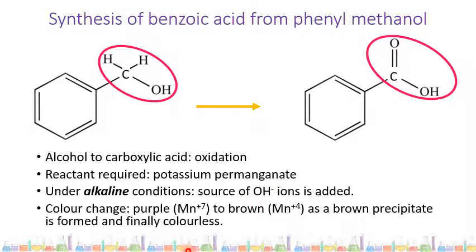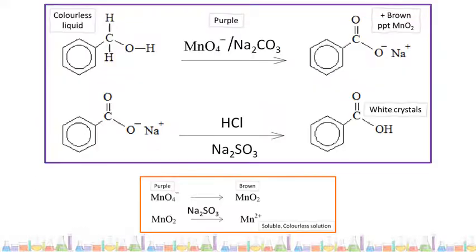The color change that we'll see here, we are going to see a purple color and then to brown before we go to colorless. So this brown color is due to MnO2, which we have actively avoided in every single other experiment we've done, which involved potassium permanganate. This is the only one where we actually want to see that happen. We want to see that brown precipitate. Let's look at the reaction then.